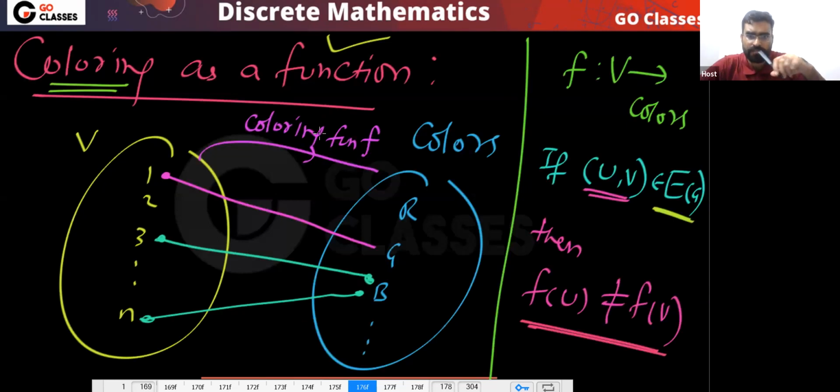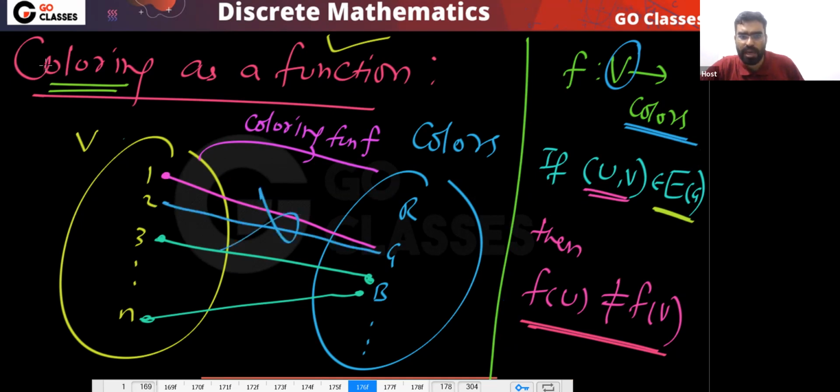Coloring is basically a function from vertices to colors, because every vertex should get exactly one color. To every vertex we give exactly one color. And if you have an edge between two vertices, like the edge 1, 2, then they should not get the same color. They should get different colors.